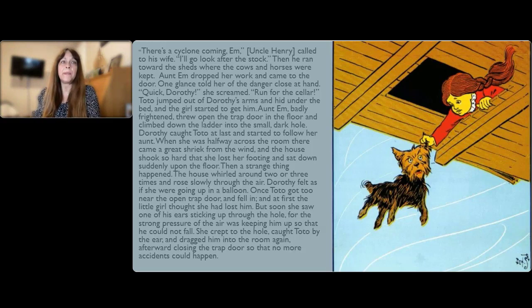Then a strange thing happened. The house whirled around two or three times and rose slowly through the air, and Dorothy felt as if she were going up in a balloon. Once Toto got too near the open trap door and fell in. And at first the little girl thought she had lost him, but soon she saw one of his ears just sticking up through the hole, for the strong pressure of the air was keeping him up so that he could not fall. She crept to the hole, caught Toto by the ear, and dragged him into the room again, afterward closing the trap door so that no more accidents could happen.